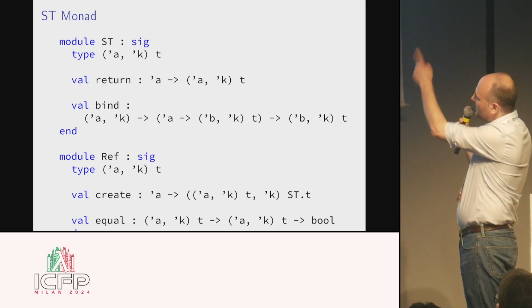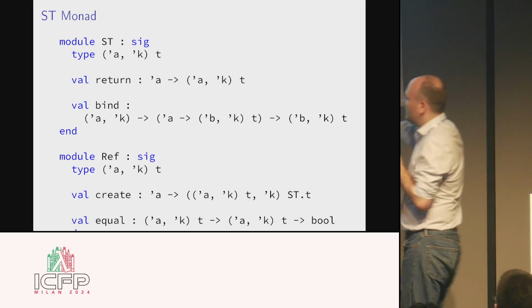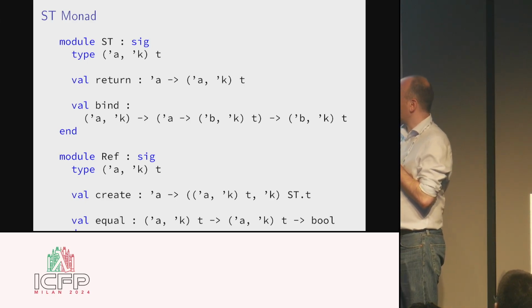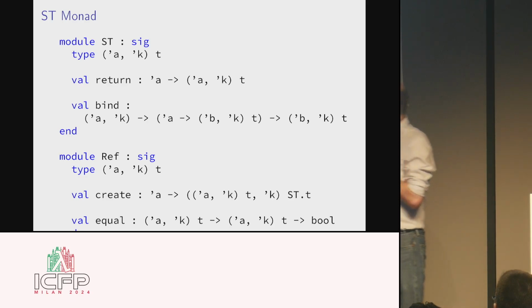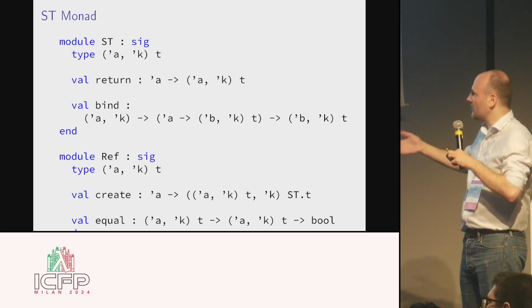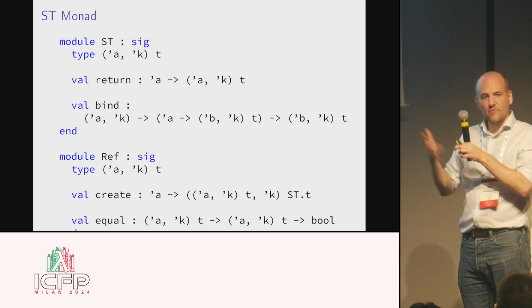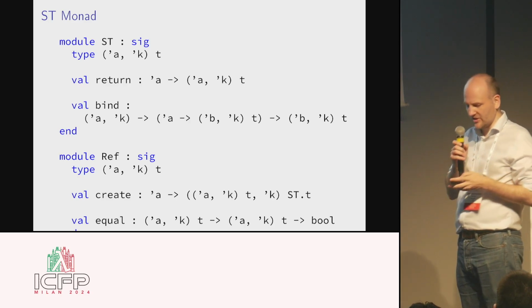And st just forms a monad. It's got return and bind. And for ref, you've got create, which lets you create a new reference. And importantly, create is in st, for the appropriate heap. And you've got equality. You can compare two references for equality. And this is enough of the st interface to create things with sharing and detect the sharing.